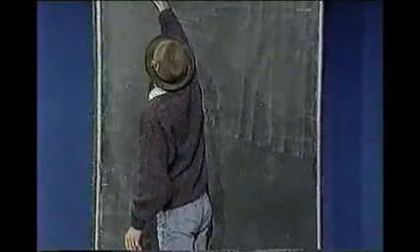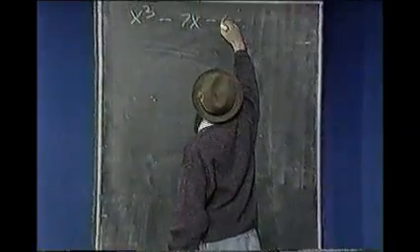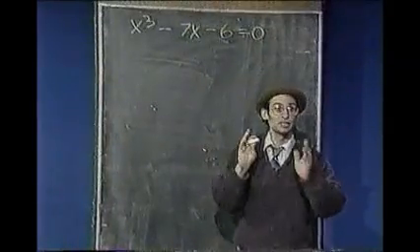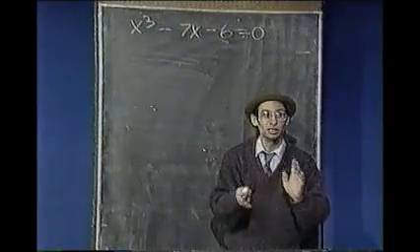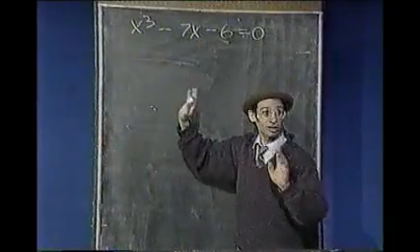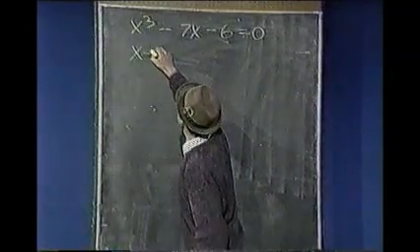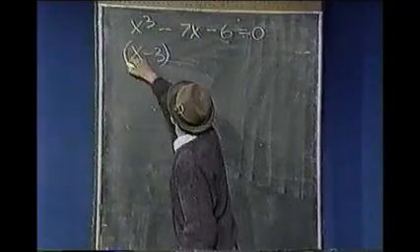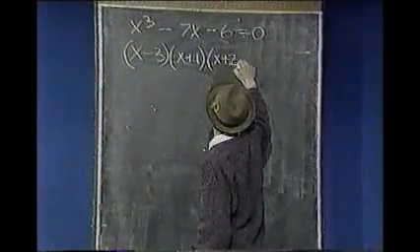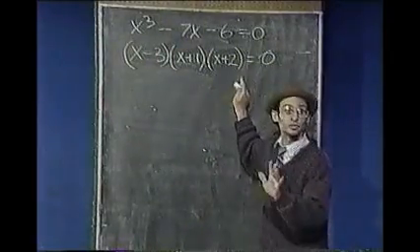x cubed, take away 7x, take away 6 equals 0. And I picked this equation for a reason, because the solutions of it are very simple. I've generated this function intentionally to give simple answers by taking the simple terms (x minus 3) times (x plus 1) times (x plus 2) equals 0, and I've multiplied these three terms together algebraically.